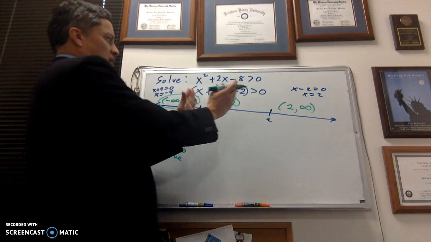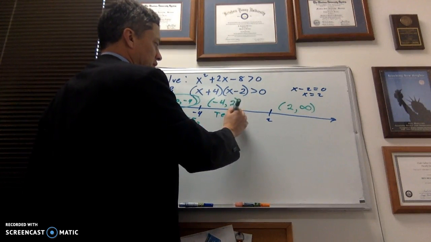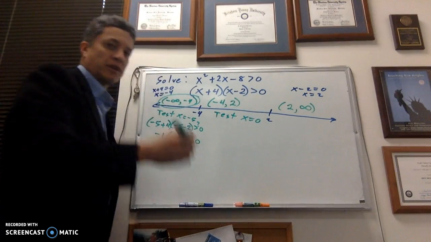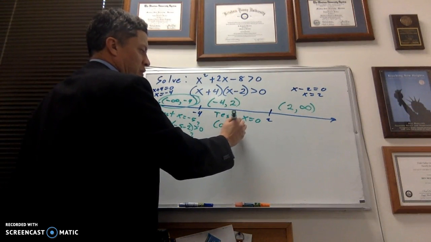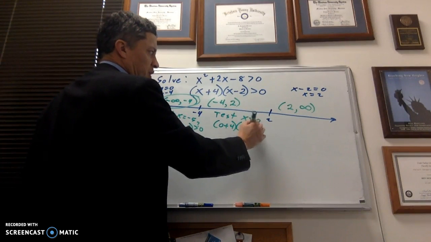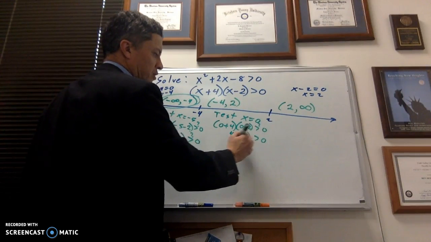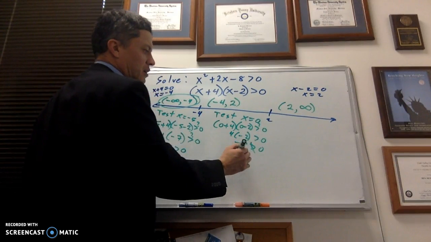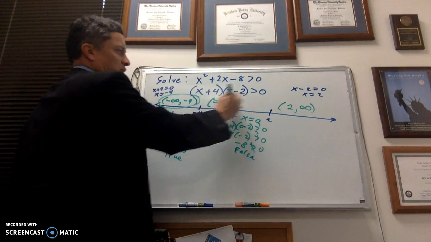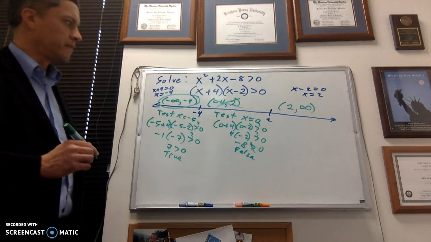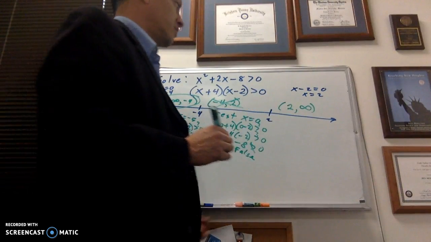Now let's test a point inside the interval between negative 4 and 2. Say 0. If 0 is available, then by all means use it. You can see it already. 0 plus 4 times 0 minus 2, is that going to be bigger than 0? Well, that's 4 times negative 2 trying to be bigger than 0. That's negative 8. No. That's going to be false. Which means that entire interval will not work. Okay? So I'm guessing you're probably figuring out what this next interval is going to do.